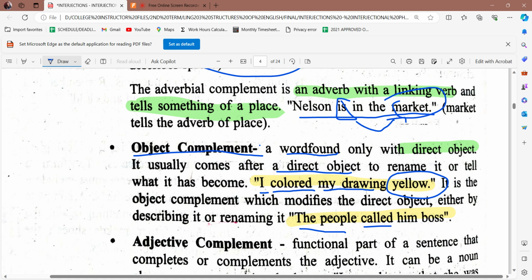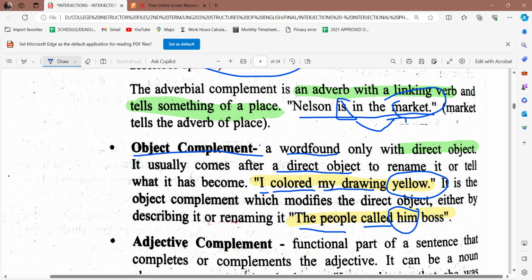Okay, so again, our verb is called. So our question would be, or how are we going to transform this into a question? Who did the people call? Kinsa ang gitawag sa mga tao? Okay, so the answer is him. Alright? Therefore, our him here is the direct object.